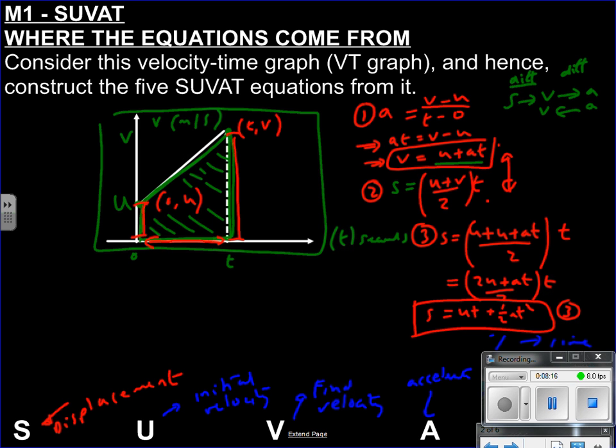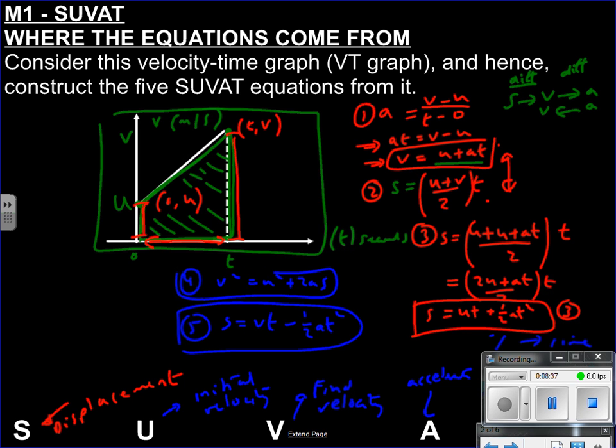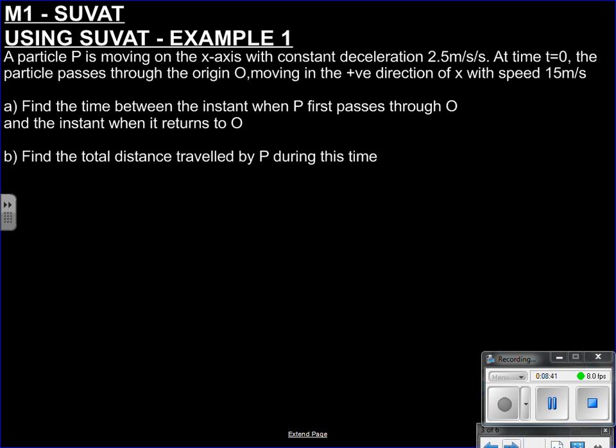Likewise, number 4 and 5 can be made in the same way, and I think I'll get you to carry that on by yourself. So pause the tape and make them by yourself. You're trying to construct V squared is U squared plus 2AS, and also S equals VT minus half AT squared. Okay? These are your 5 equations. Now, how do we use them? Well, let's have a go through an example.